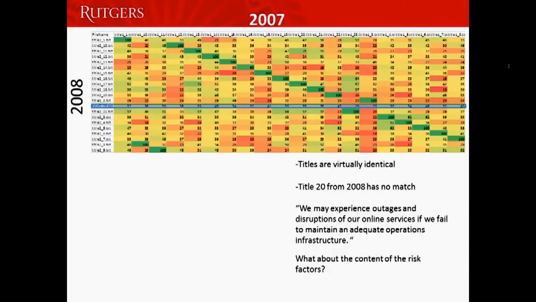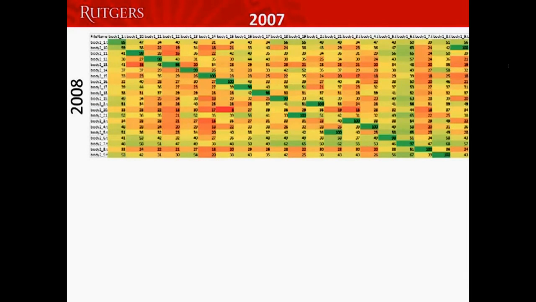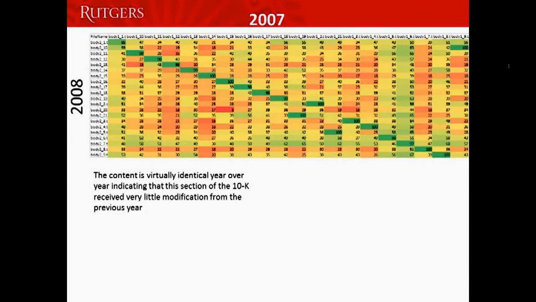So then I compared the content of the risk factors to see if anything had changed underneath the titles. And the content is also basically identical year over year. So there was very little modification in this section of the 10-K. So this could be very useful for external parties to see which parts of the 10-K have changed and which parts stay the same.